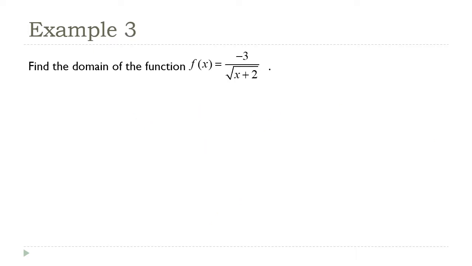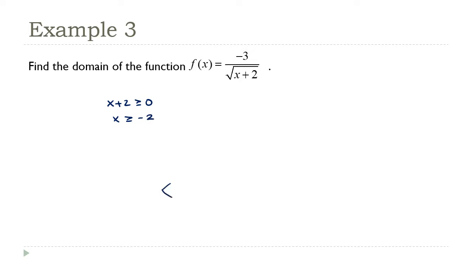All right, so I've got another one here, and this one combines the 2 situations. We have both an even root and variables in the denominator. All right, so we're just going to use both methods, right? I'm going to do the even root part first. I know that this thing under the square root has to be greater than or equal to 0, which means x has to be greater than or equal to -2.